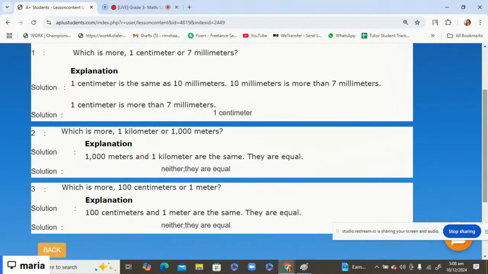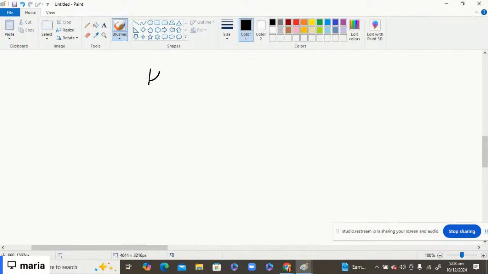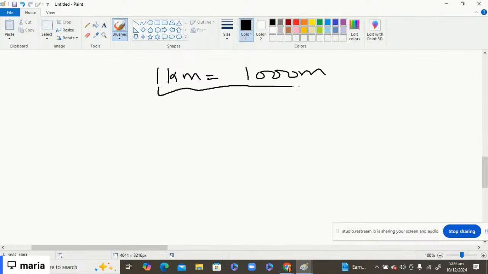Which is more, 1 kilometer or 1,000 meters? Always remember kilometer is the bigger unit and meter is the smaller unit. For example, here it's written 2 kilometer and here 150 meter. Which one is greater? 2 kilometer is greater. But you need to always remember one thing. If it is written as 1 kilometer and here 1000 meter, these become equal. Why? Because kilo means 1000.